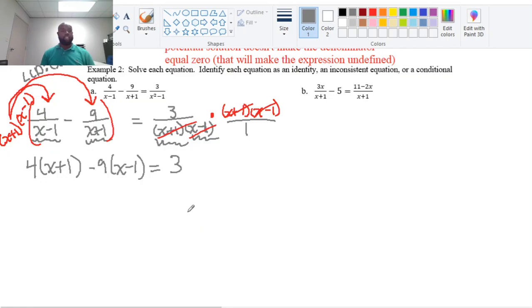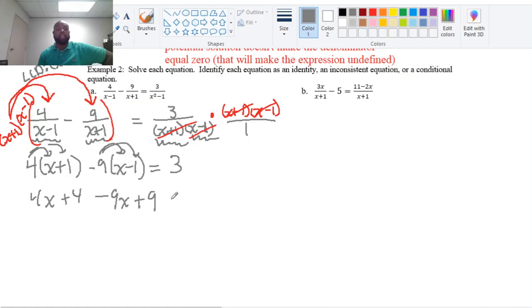And now if I look at this, I have an equation. It is linear, right? Because if I distribute the 4 here, I'm going to get a 4x plus 4. I distribute the negative 9, so that's a minus 9x plus 9. And notice this is to the first power, that's to the first power. That's how I know it's linear. Well, I can combine the 4x, that's a 4 by the way, and minus 9x, so that's a negative 5x. And the 4 and the 9 are 13. Subtract 13 from both sides.